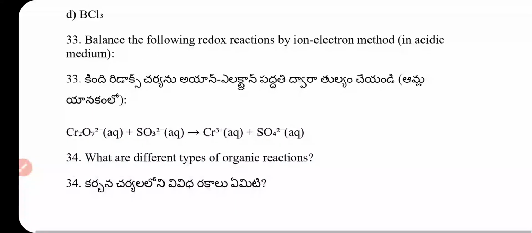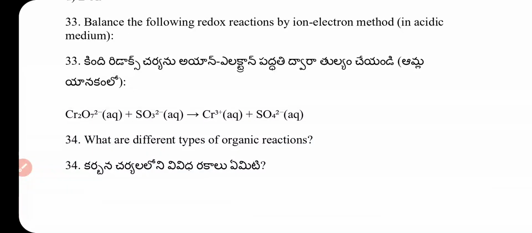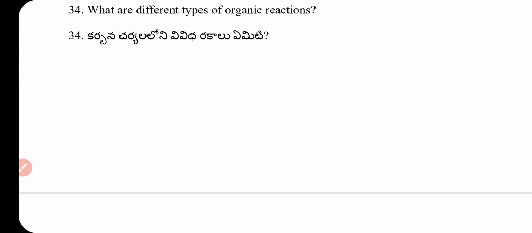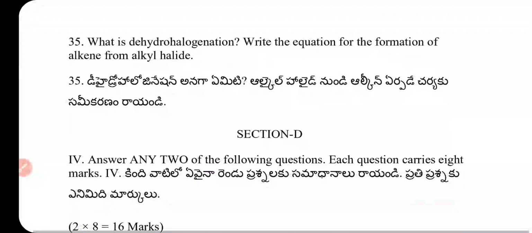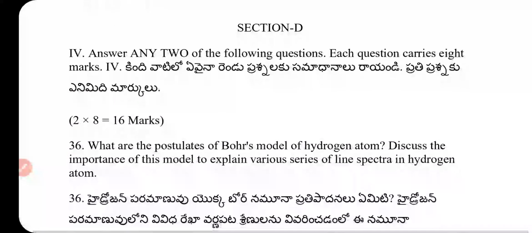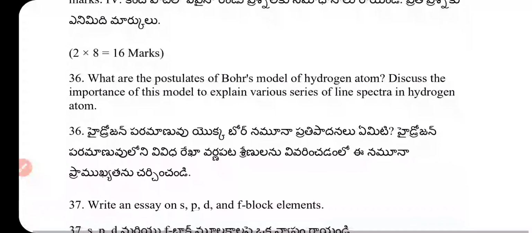Balance the following redox reaction by the ion electron method in acidic medium. Question number 34. What are the different types of organic reactions? Question number 35. What is dehydrogenation? Halogenation. Write the equation for the formation of alkene from alkyl halide. And answer any 2 questions, each question carries 8 marks.